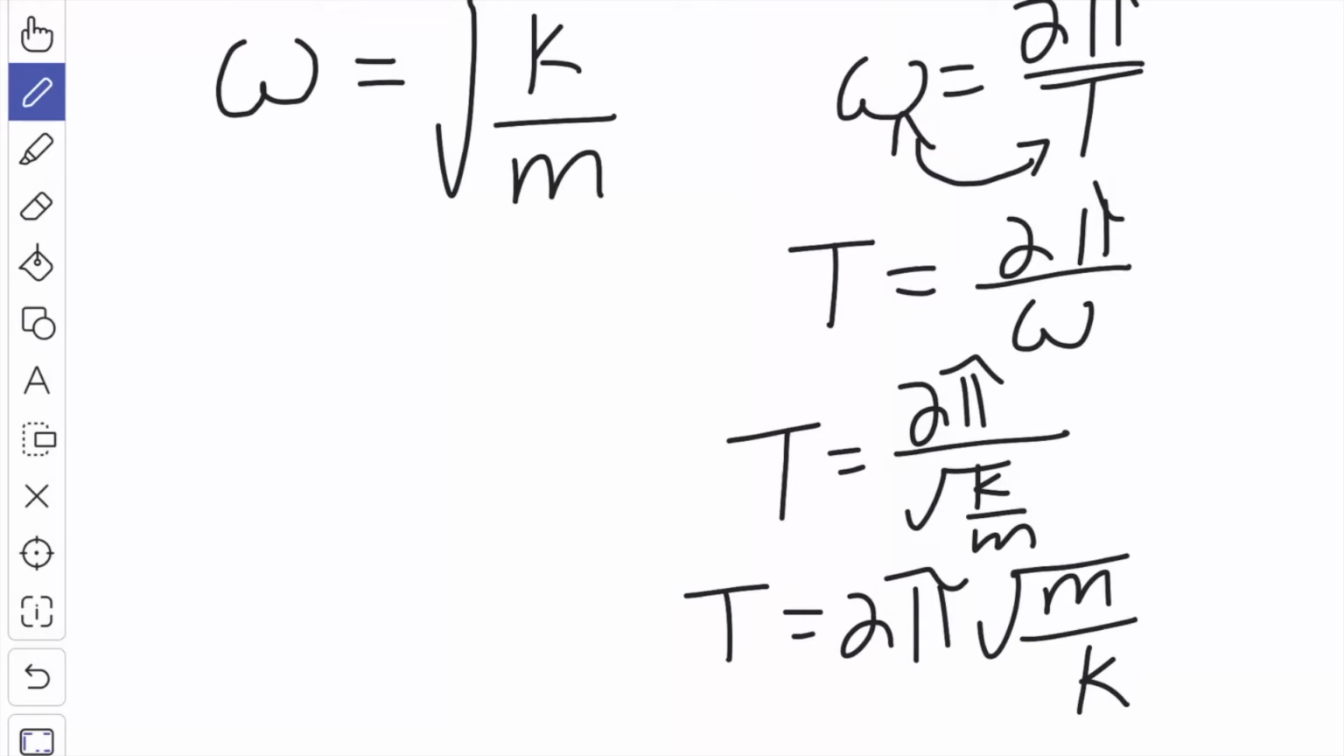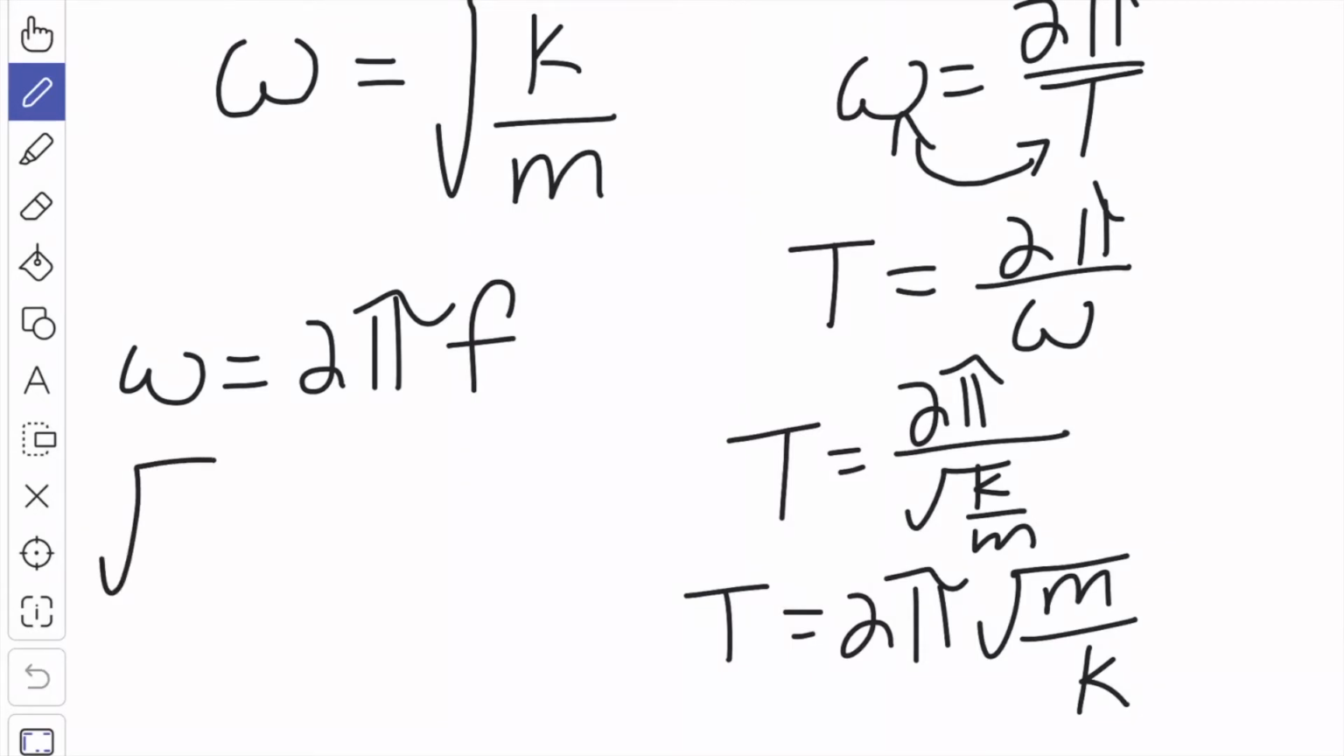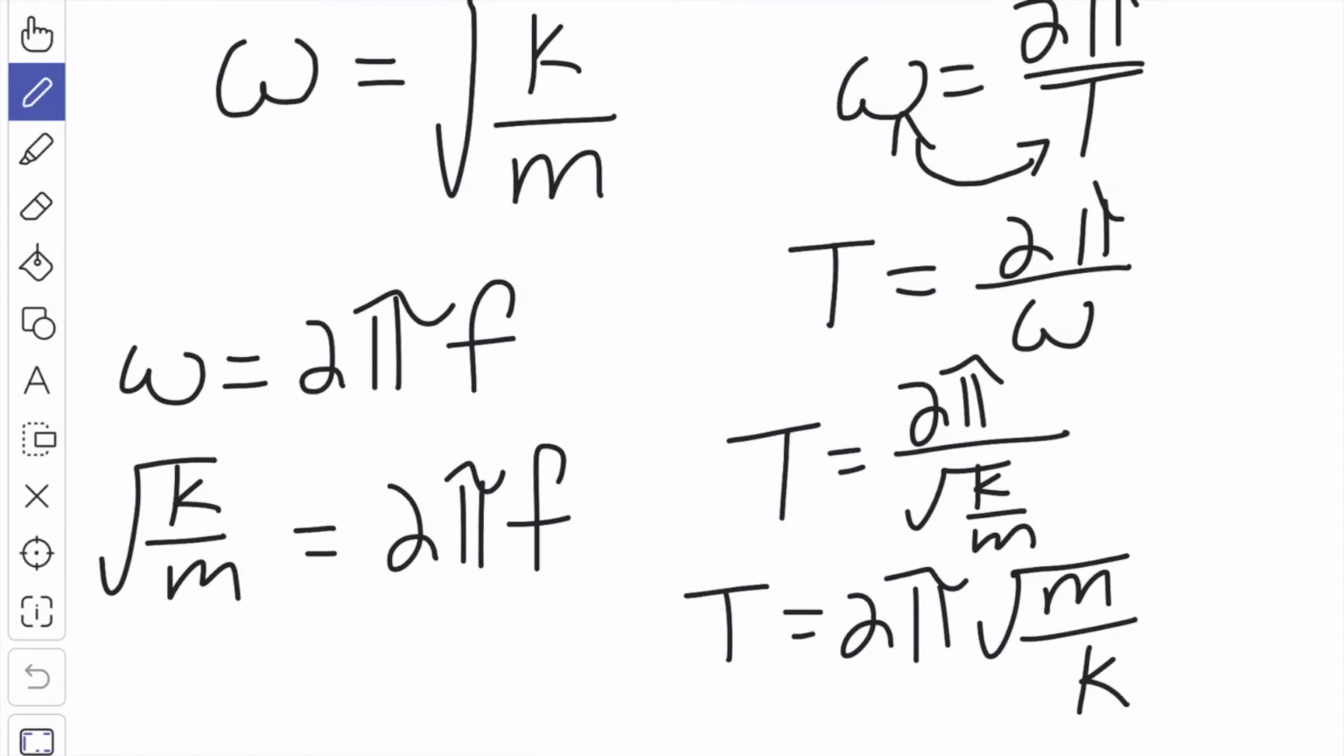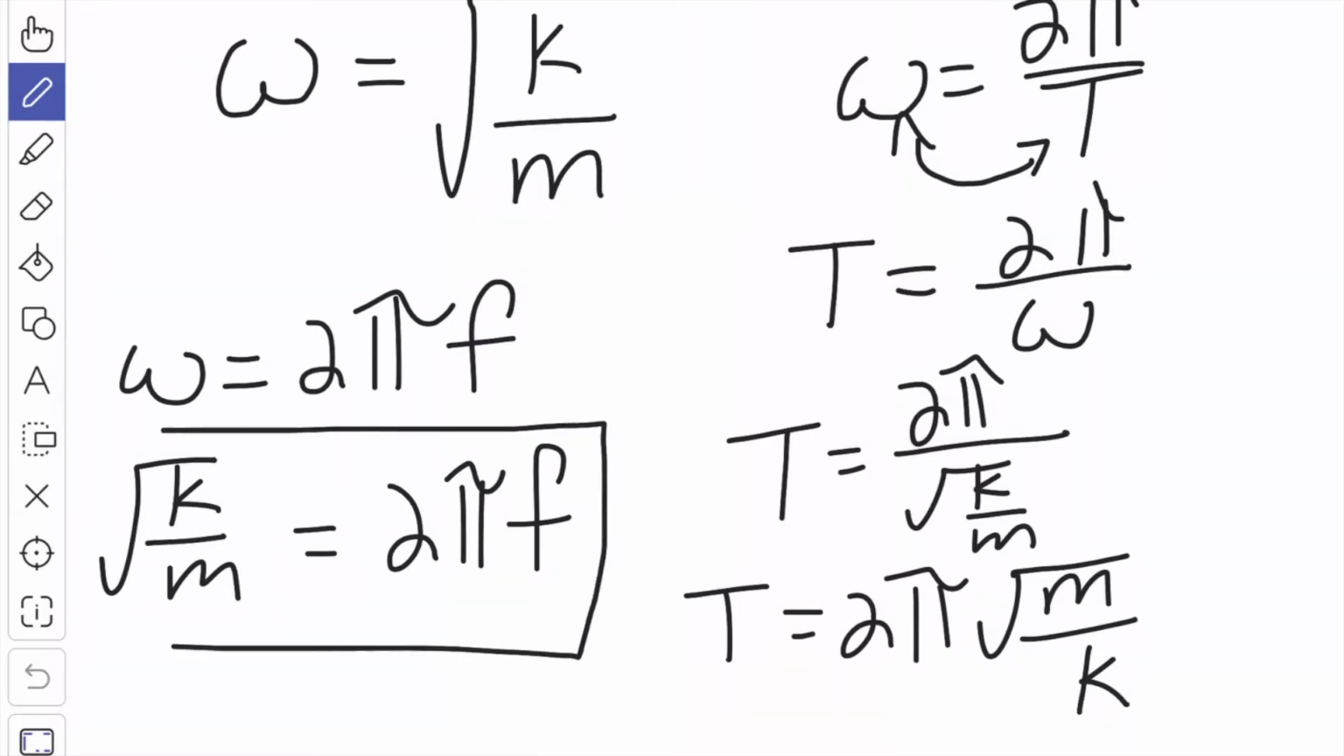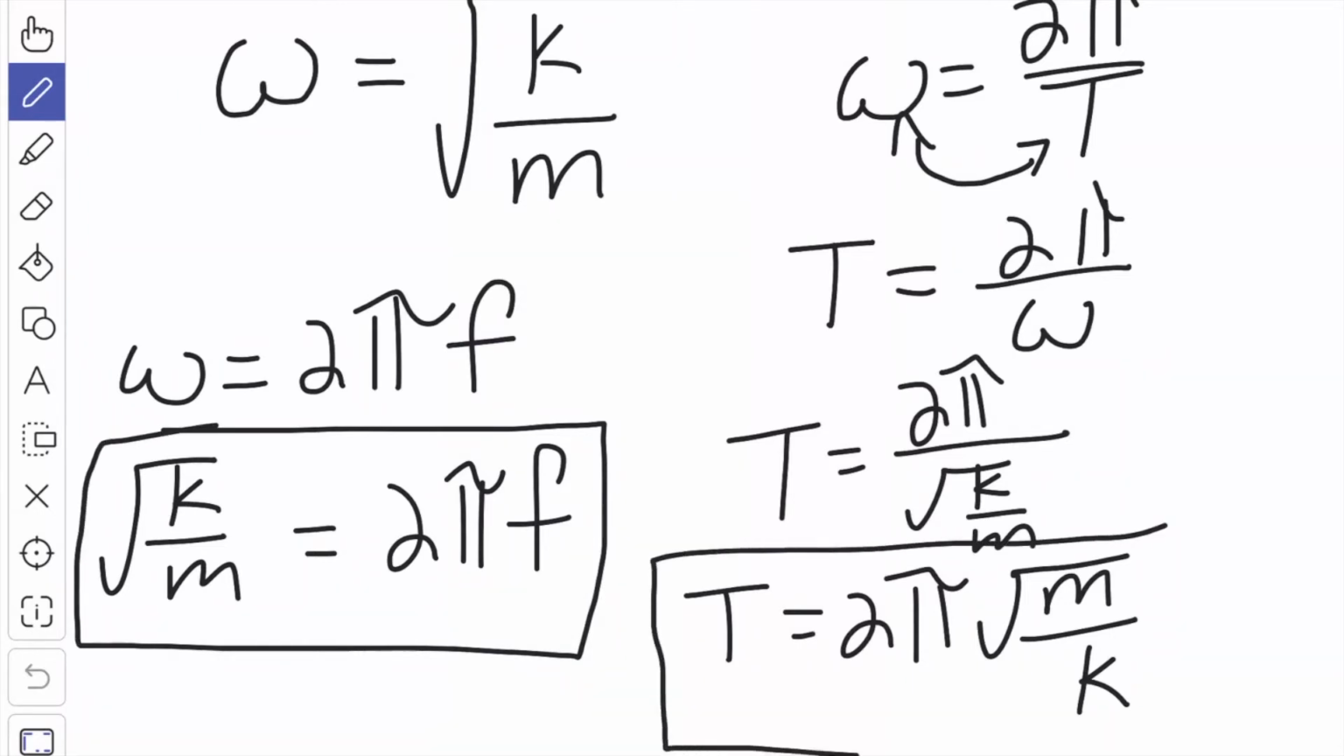Let's go back to that original formula and approach this from a different direction. If we remember that omega is also equal to 2 pi times the frequency, we can set these equal to each other so that root k over m equals 2 pi f. If you play with the numbers a little bit, you'll find out that these two formulas are actually the same formula. All they've done is replace frequency with 1 over the period, and then rearrange the formula.